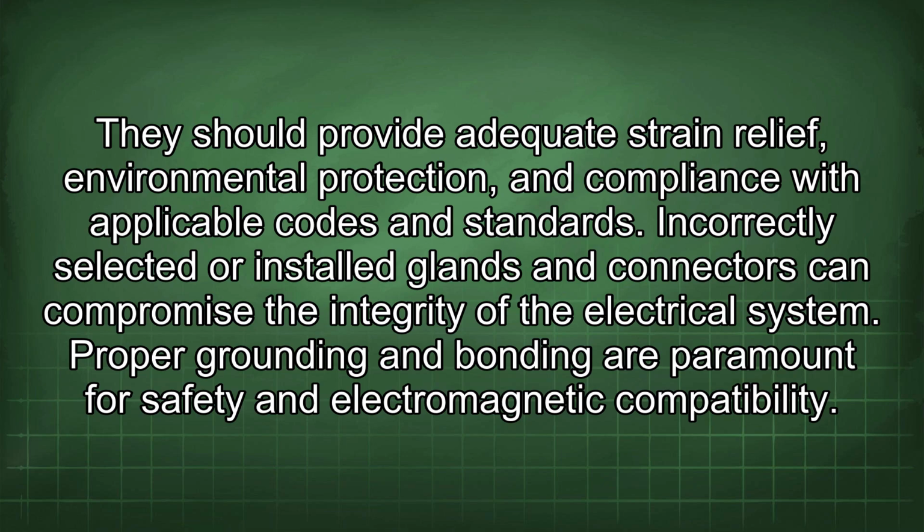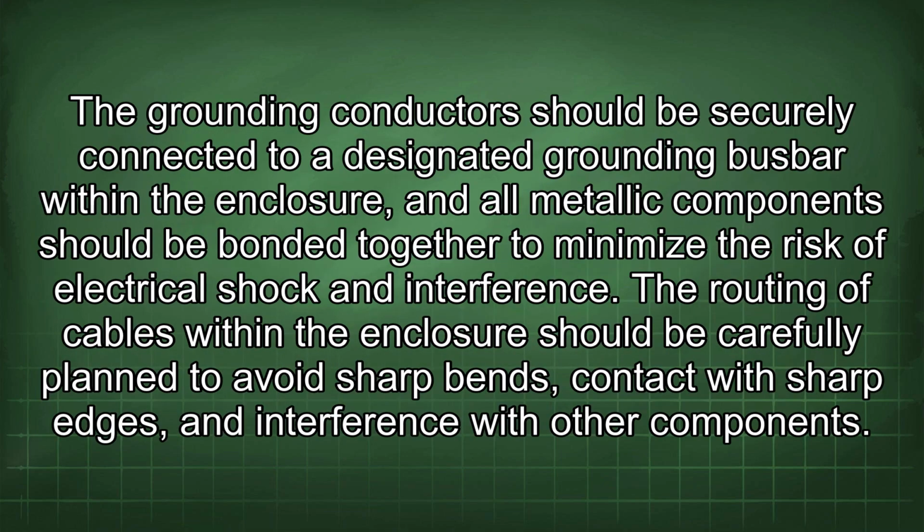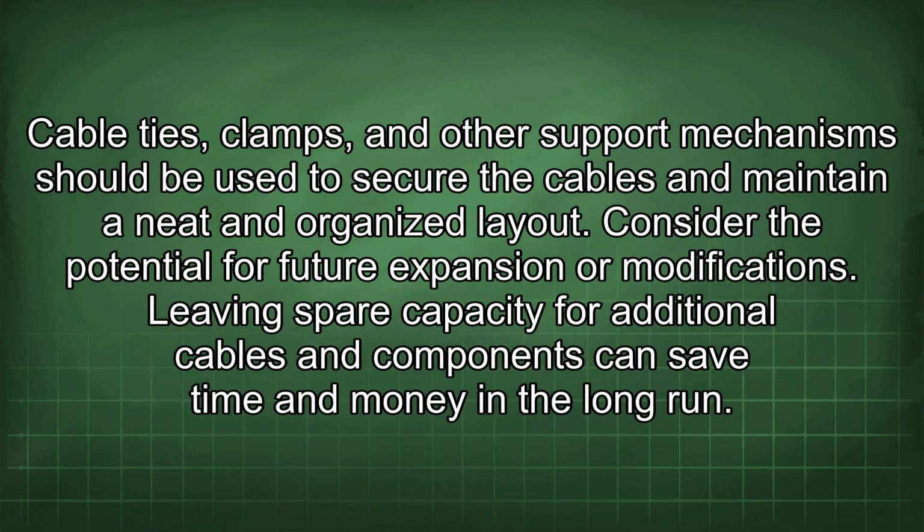Proper grounding and bonding are paramount for safety and electromagnetic compatibility. The grounding conductor should be securely connected to a designated grounding busbar within the enclosure, and all metallic components should be bonded together to minimize the risk of electrical shock and interference. The routing of cables within the enclosure should be carefully planned to avoid sharp bends, contact with sharp edges, and interference with other components. Cable ties, clamps, and other support mechanisms should be used to secure the cables and maintain a neat and organized layout.